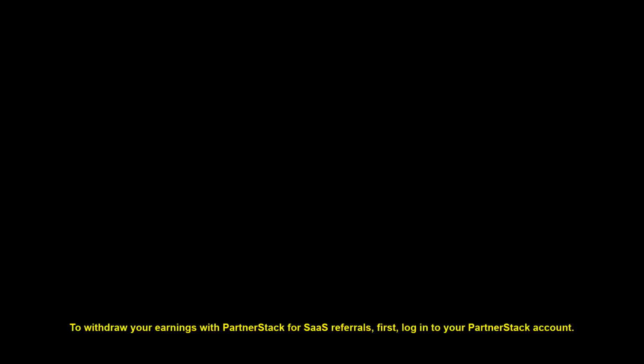To withdraw your earnings with PartnerStack for SaaS referrals, first, log into your PartnerStack account. Once you're logged in, navigate to the dashboard by clicking on the home icon. On the dashboard, look for the earnings section and click on it. In the earnings section, you'll see a summary of your current earnings.